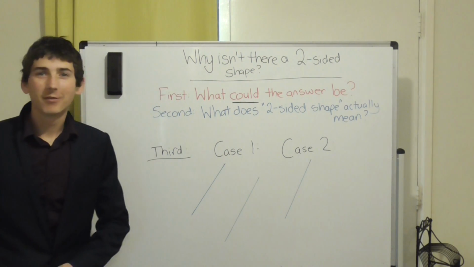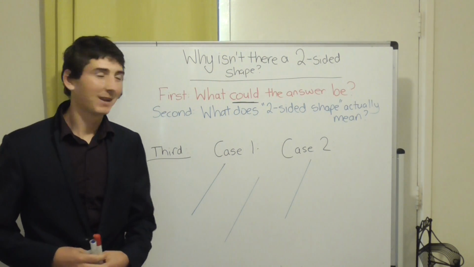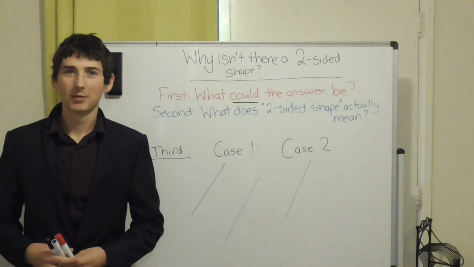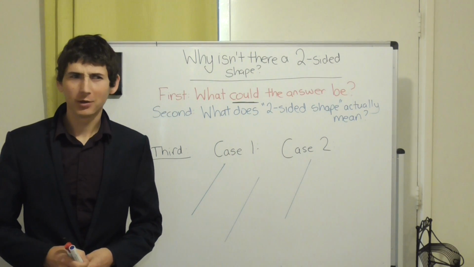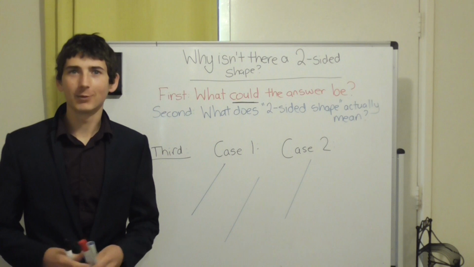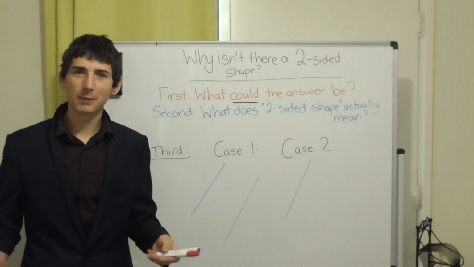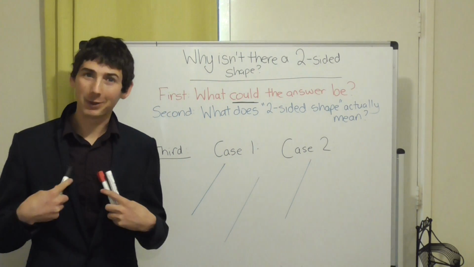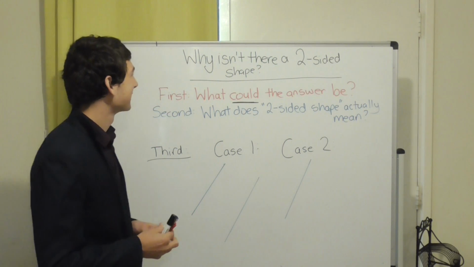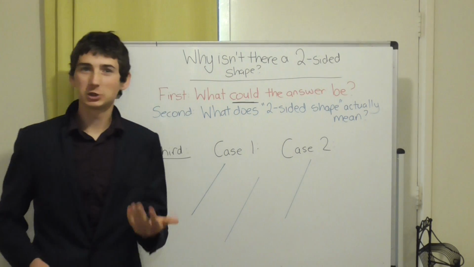I'm Lachlan from Keen for Mathematics, and today I'm going to be talking about an interesting question that I don't think I've heard anyone ask, and most people wouldn't ask, so I'm going to. So the question is, why isn't there a two-sided shape?